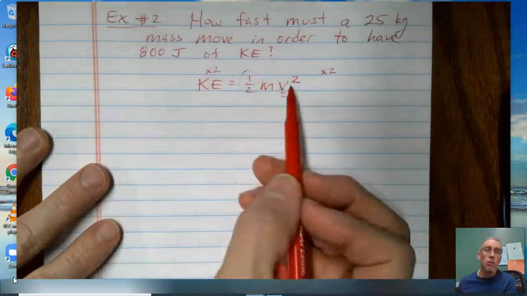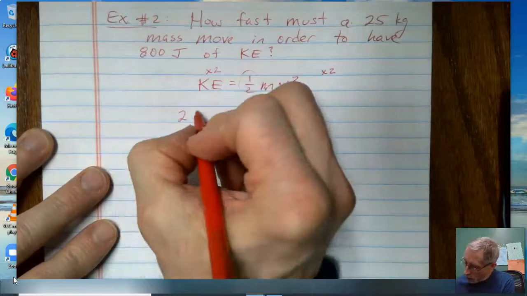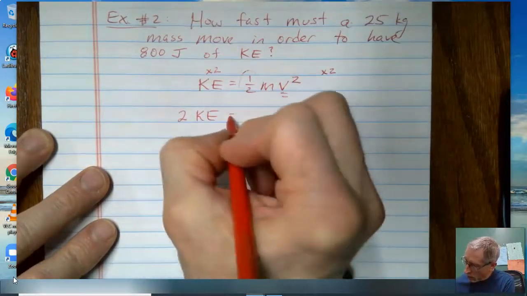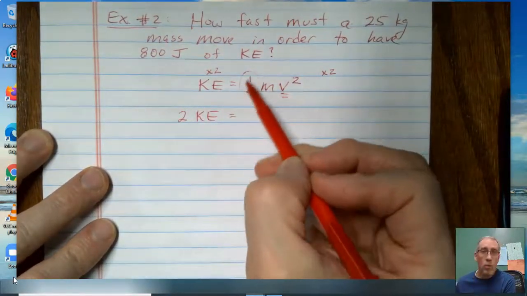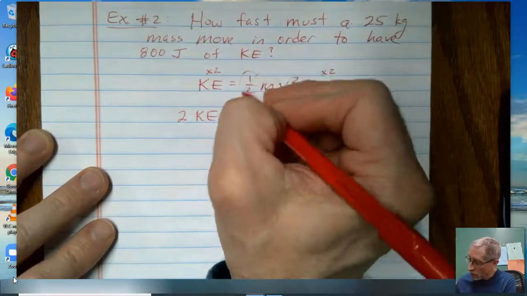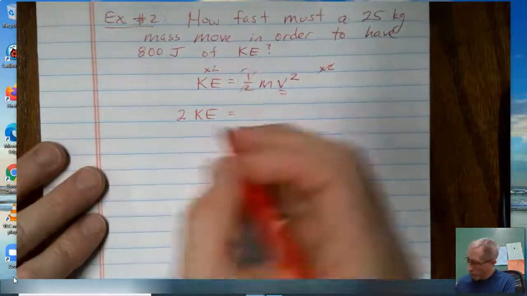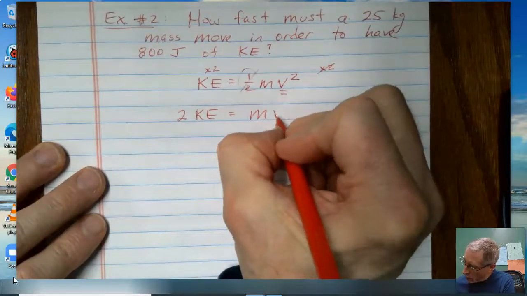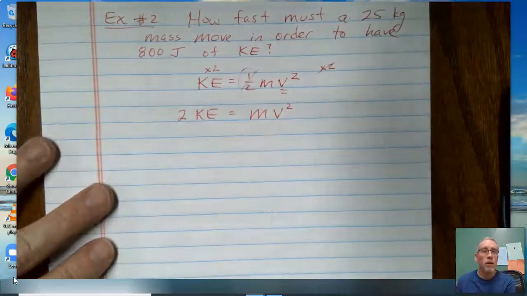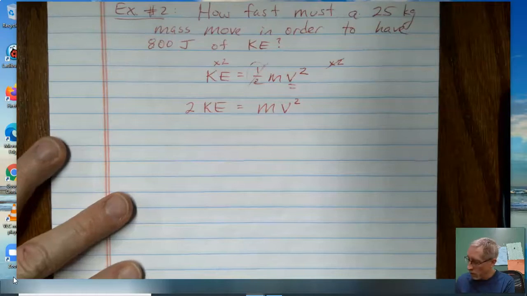So we're going to basically multiply both sides by 2. So we get 2KE equals, and the reason we're multiplying by 2 is the 2 and the 1/2 will cancel each other out. Sometimes I remember being taught to just cross those things out lightly, and then we're left with mv squared. Okay, so we doubled both sides and got rid of that little fraction, 1/2.